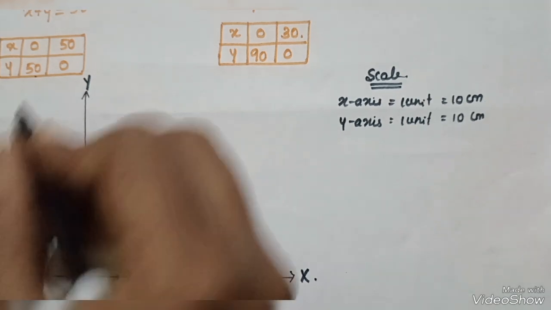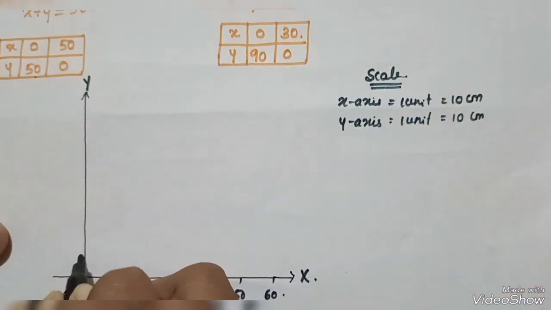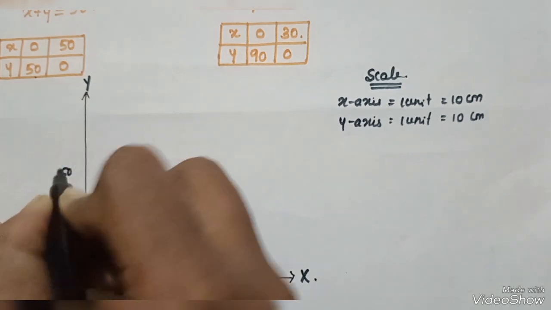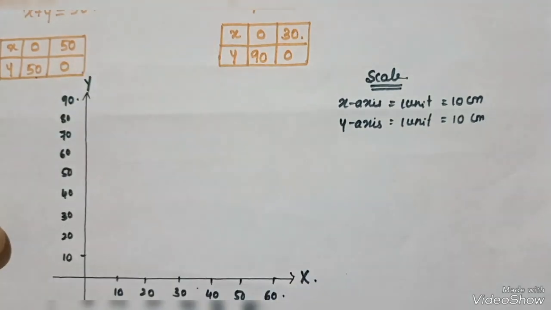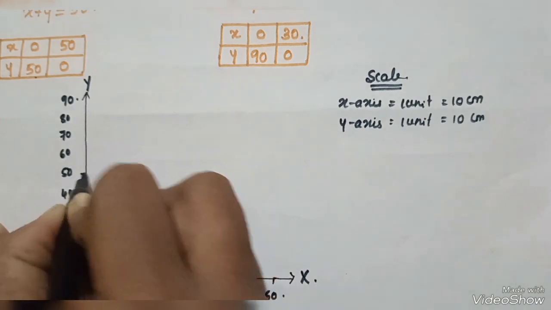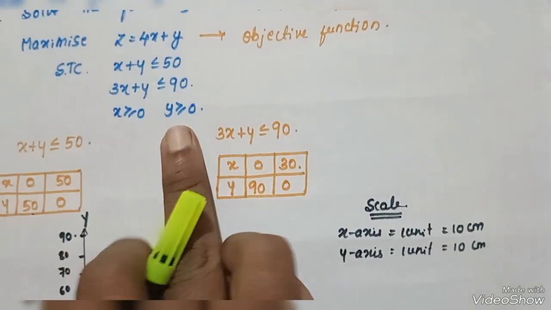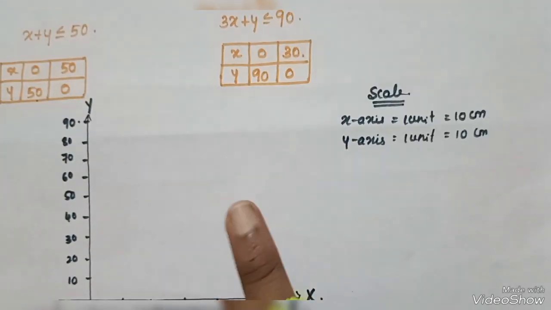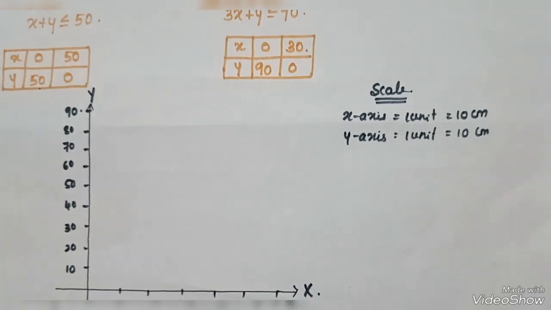On the y-axis the largest one is 90, so we have up to 90: 10, 20, 30, 40, 50, 60, 70, 80 and 90. Here x is greater than 0, y is greater than 0, which means we always have the graph only in the first quadrant. Only here we have the graph. Now we have to draw the graph.